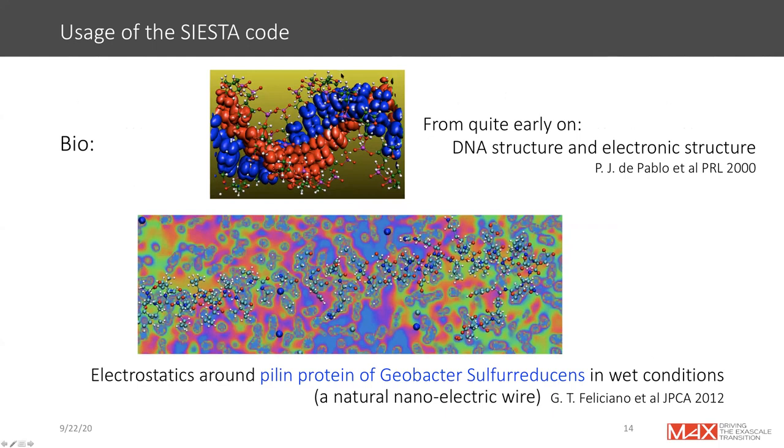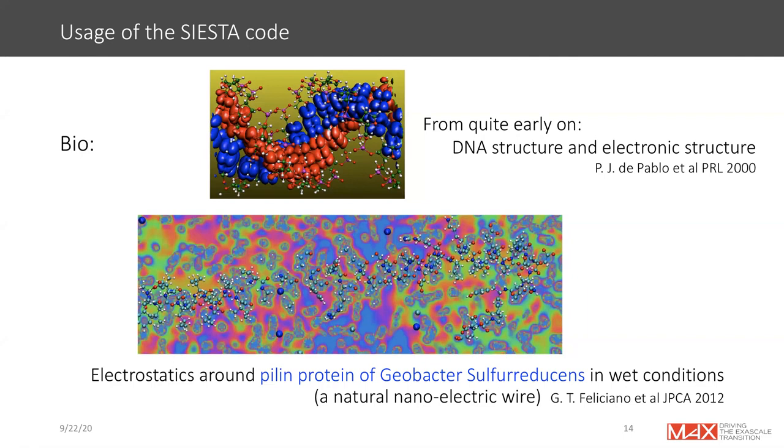The bio context has been very much at the heart of the early Siesta development from the beginning, and the structure and electronic structure calculations of a full double strand of DNA was one of the early results of ours with Siesta, as you can see there, but it has been applied to many other things. Here's another example below, which is a pilin protein in wet conditions, and here there is electrostatics.